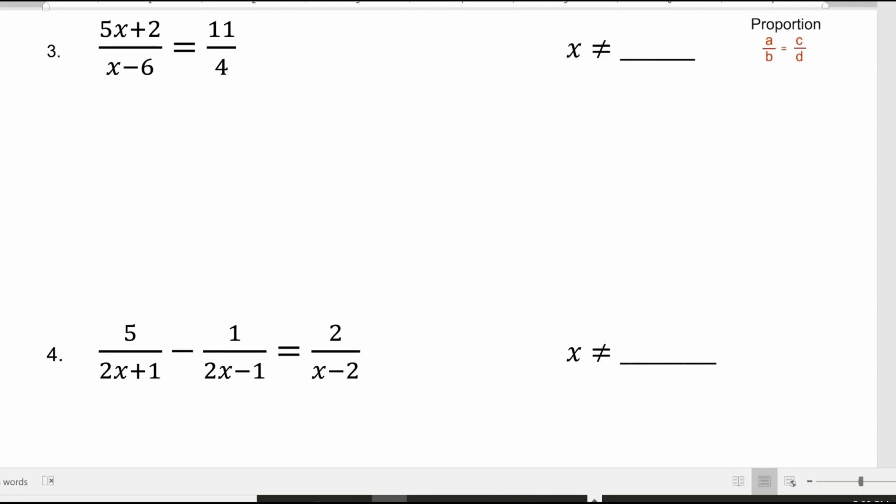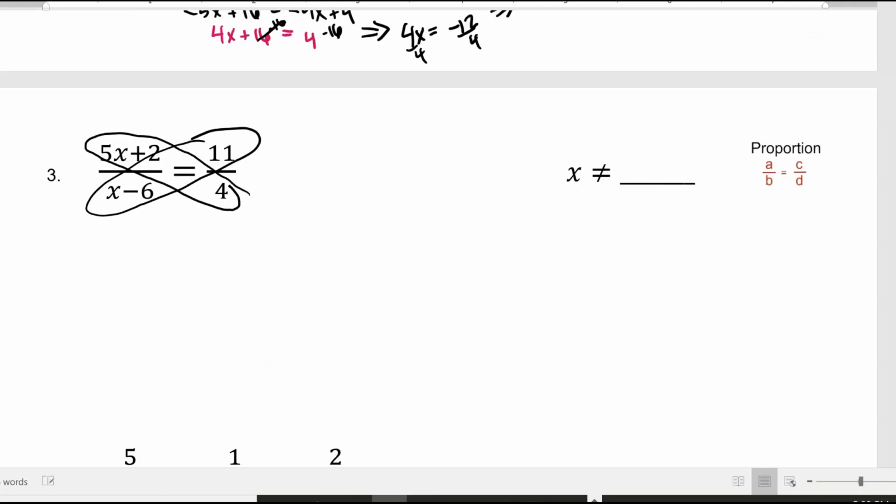So what you could do when there's one fraction equals one fraction, you could simply multiply those two together. All right, so if y'all ever done, I call that the butterfly method. If you want to just multiply like that, and then it would be 4 times 5x plus 2 equals 11 times x minus 6. It will work perfectly fine because these are proportions. And proportions look like this on the right. If it's one fraction equals one fraction, you can do that little butterfly method.